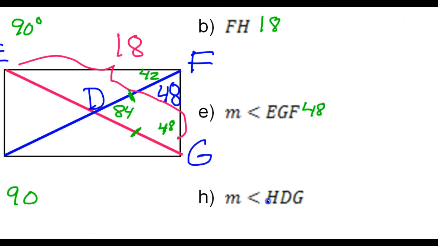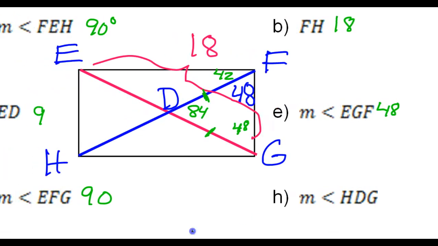Then H, the measure of angle HDG. HDG is this angle right here. Can anyone tell me how I'm going to find that? 180 minus the 84. See the blue line? That's a linear pair. They both form a line, so they have to add up to 180. So I heard you say 96, because you had to do 180 minus the 84.